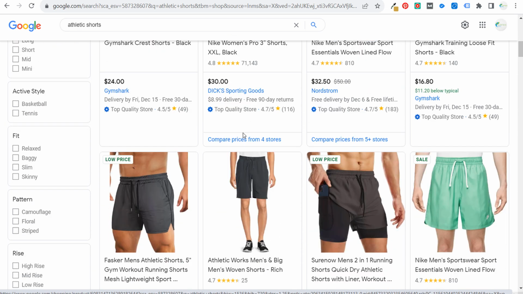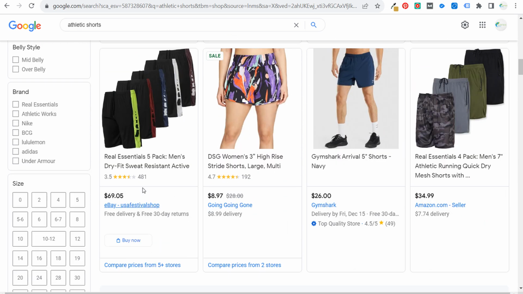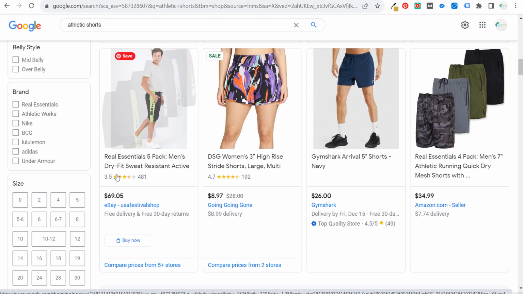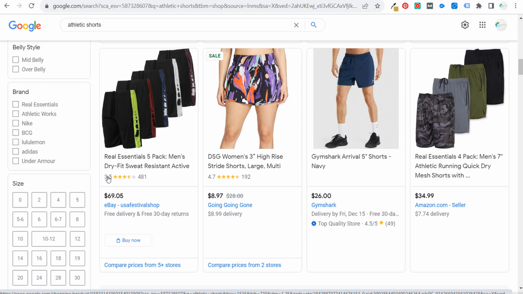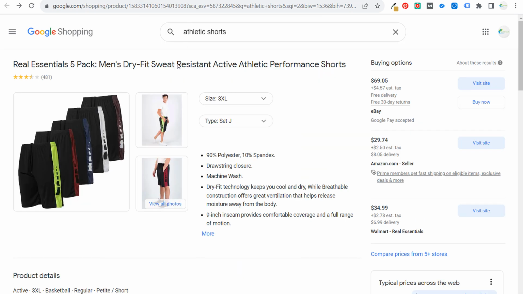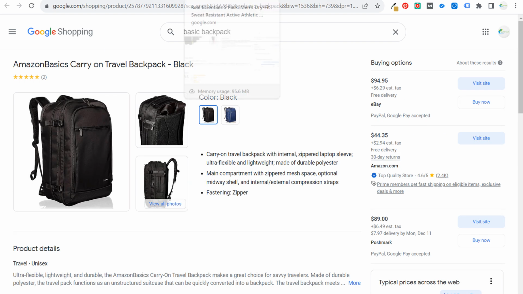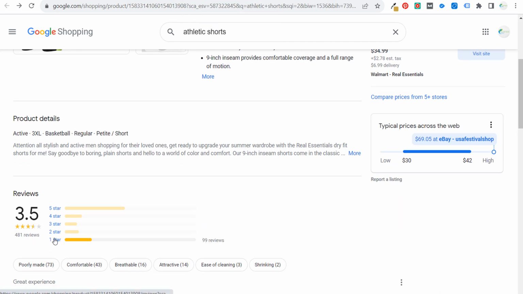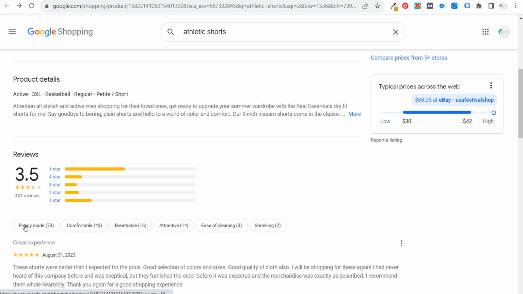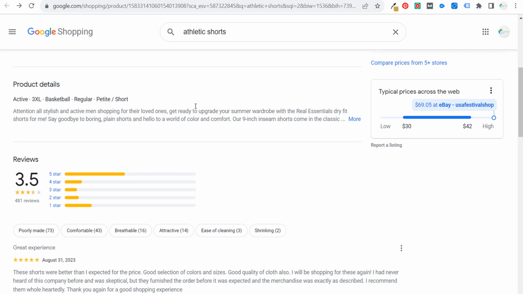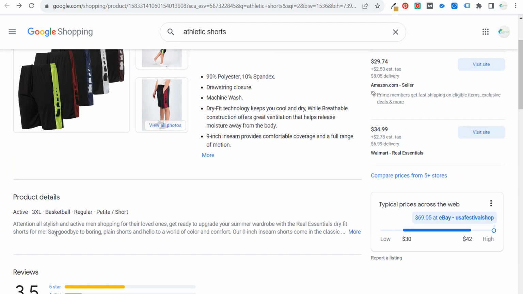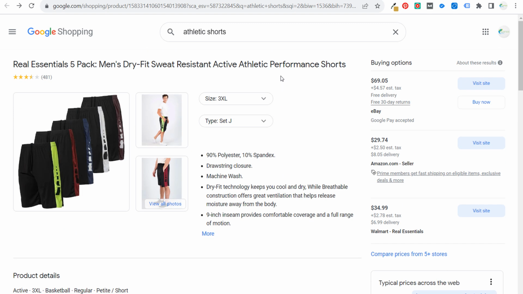Now, as I scroll down here, one of the things I found was this listing on eBay. This listing on eBay is 5 packs of shorts, but the reviews are really, really bad. And if you open up the reviews and actually look at some of the different reviews, they're all pretty poor. So a lot of 1-star reviews, and the main key thing here is poorly made. So it's like, why would I purchase this pair of shorts if I can get pairs of shorts at a similar price that are going to be much better for me? These are also 3XL, so they probably don't fit anyway.